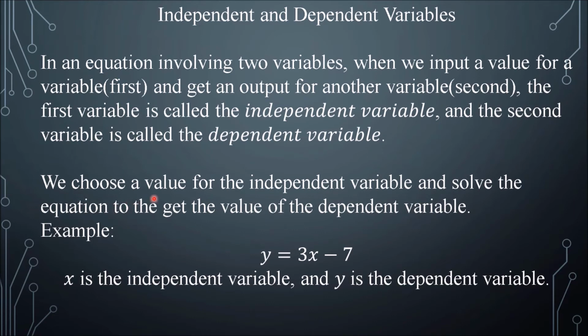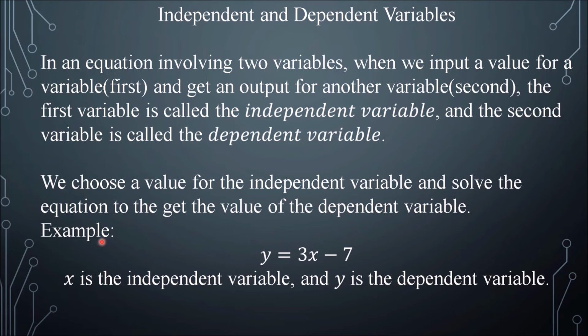Now we choose a value for the independent variable and solve the equation to get the value of the dependent variable. So again, we choose a value for x, which is the independent variable, and solve the equation to get the value of y, which is the dependent variable.